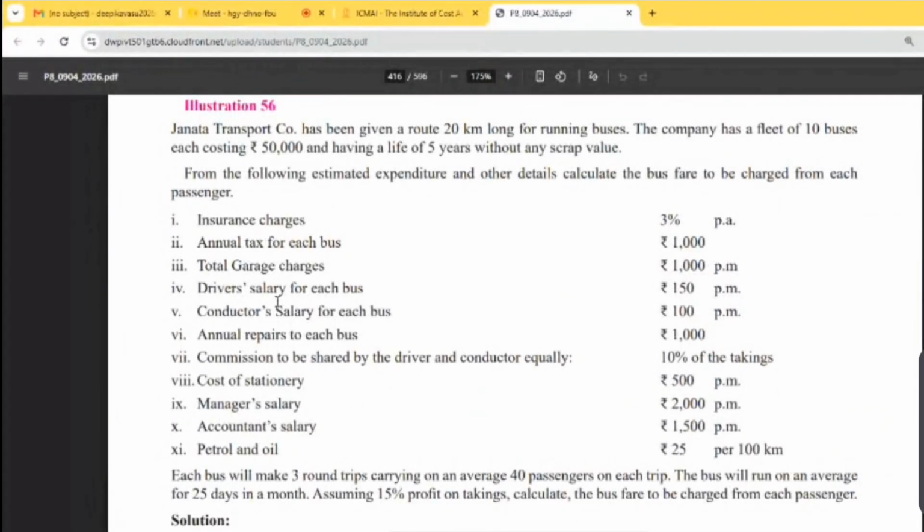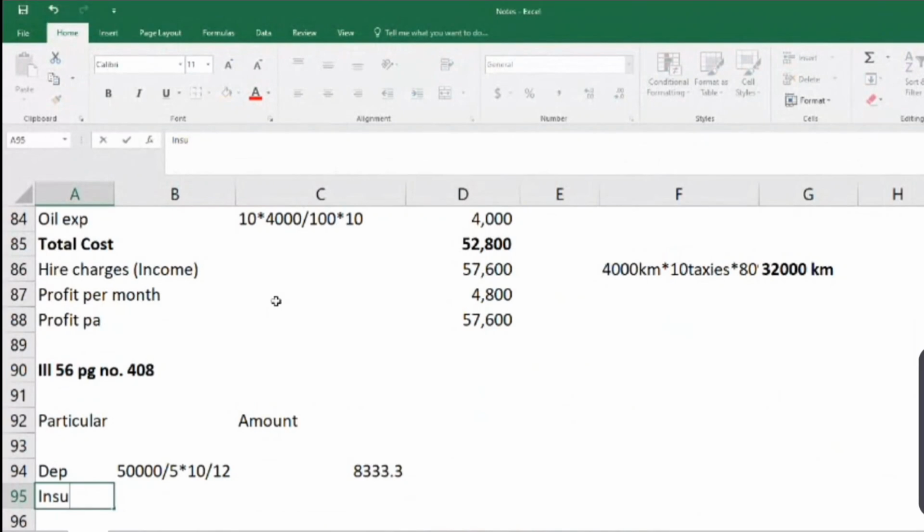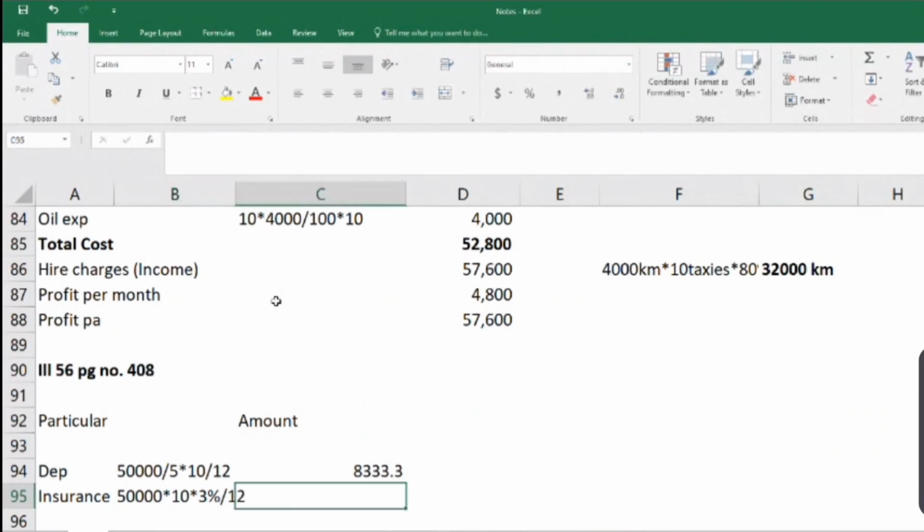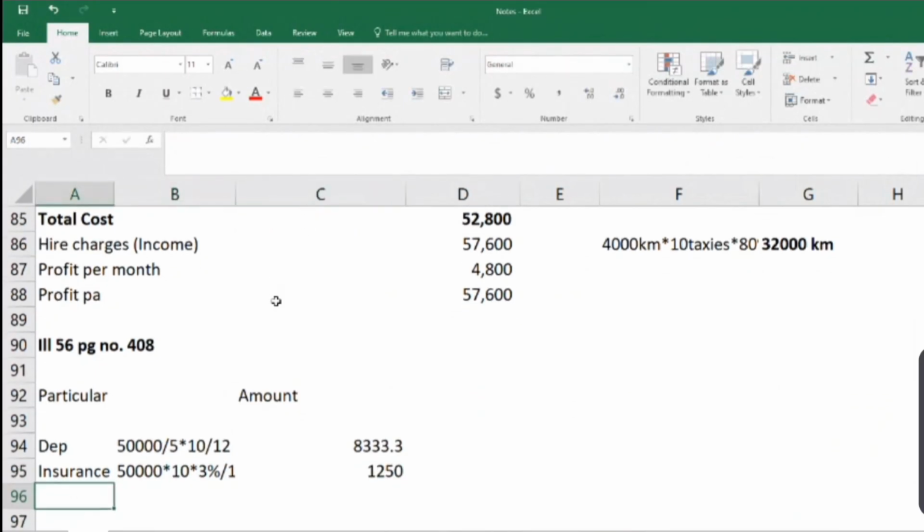Okay, then what else is given? Insurance charges is 3% per annum. Insurance is 3%. So 50,000 your bus cost into 10 buses you are owning into 3%. This is per annum, so you will be dividing by 12. Okay, so if you calculate, you will get 1250.